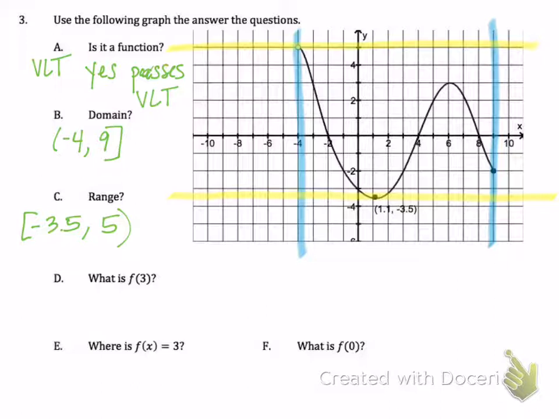For part D, what is f of 3? So when does y equal 3? Or, I'm sorry, when x equals 3, what does y equal? -2, good. So when x equals 3, y equals -2.